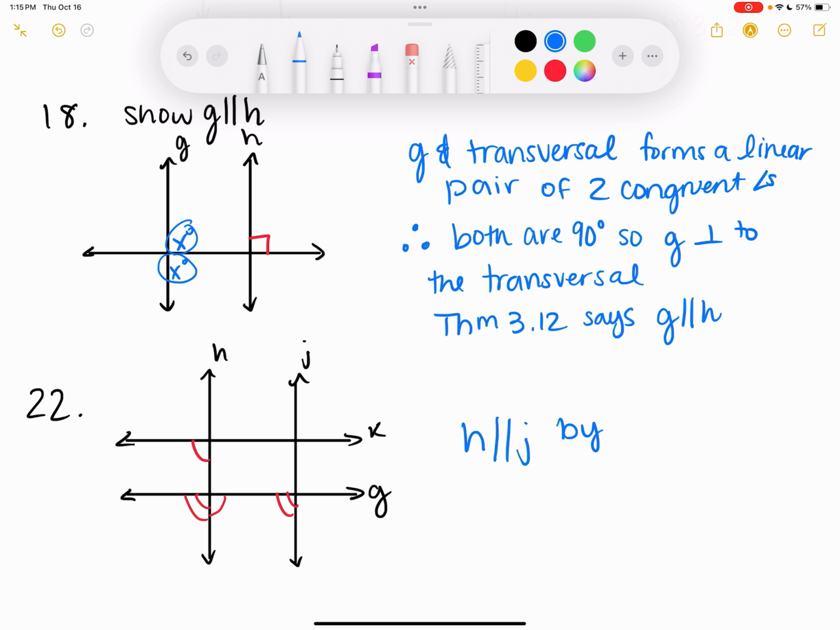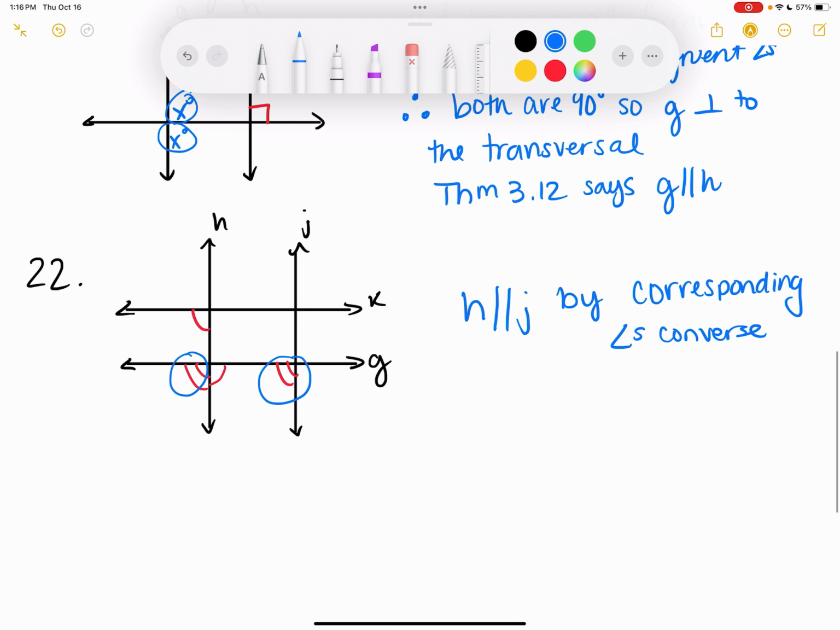Corresponding angles converse. Yep. Corresponding angles converse. Okay, so we see this one and this one are corresponding angles. So that means that those lines have to be parallel to each other, with this being the transversal cutting through it. All right.